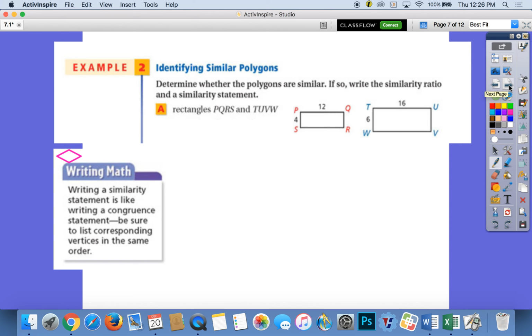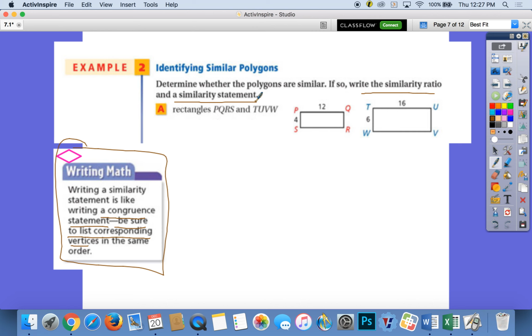Okay? This is important right here. I've already talked about it a lot, but let's just make sure we're crystal clear. Writing a similarity statement is like writing a congruent statement. Be sure to list the corresponding vertices in the same order. So you guys need to make sure you're matching up. We were very particular about that when we did our proofs, so stay particular with that. Okay, so we want to determine whether the polygons are similar. If so, write the similarity ratio. So we want to say basically what it simplifies to in a similarity statement. So we'll see what that looks like.